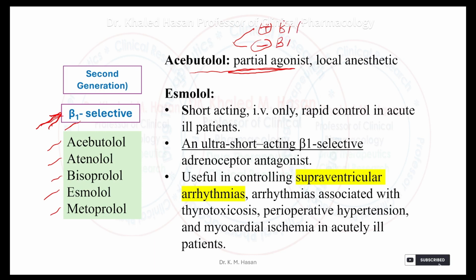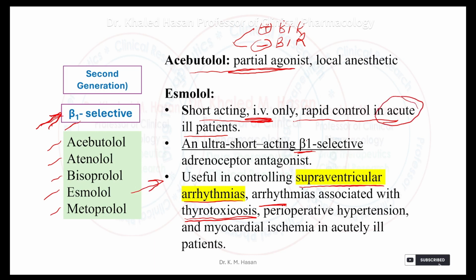Speaking about the beta 1 receptor here. Esmolol has a very short duration of action, IV, and is used for controlling acute cases. Ultra short acting, beta 1 selective. This medication is used for patients with cardiac arrhythmia, such as supraventricular arrhythmias. If you have cases such as thyrotoxicosis associated with arrhythmia, we can use esmolol, and please remember that this is for emergency, IV, and acute treatment.